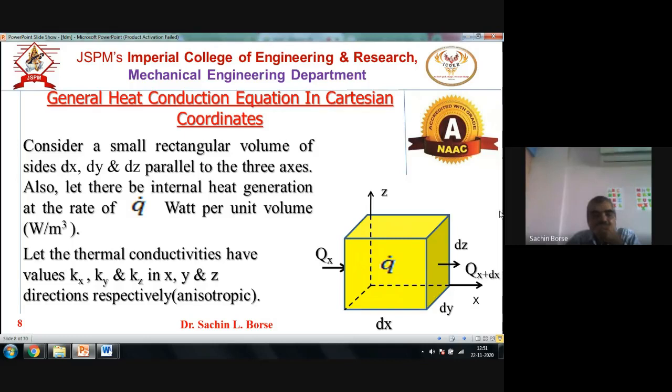Like here I have considered a small element having side dx along the x, dy along the y, and dz along the vertical direction, that is the z direction. Now I consider that this element has a heat generation capacity Q dot. Heat generation we express in watt per meter cube. For deriving this equation, we assume that it is non-isotropic, that is anisotropic. So the conductivity along the x direction is Kx, along the y direction is Ky, and along the z direction is Kz. Later on we can simplify that.